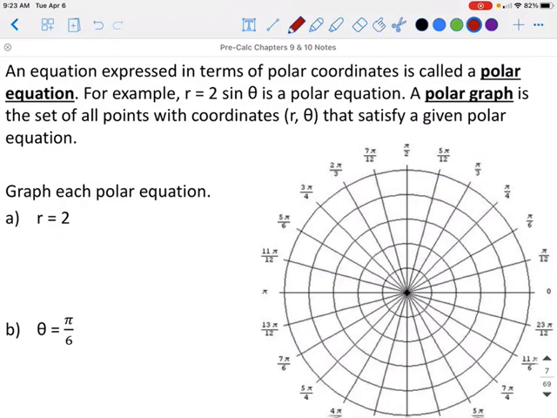So if we have r equals 2, we're just going to go to the second ring, and it would just be a circle that has a radius of 2. If we have theta equal to pi over 6, you're just going to go to the angle of pi over 6, and you would draw a line that goes completely through that angle. So the red circle is the equation of r equals 2, and the green line is the equation of theta equals pi over 6.